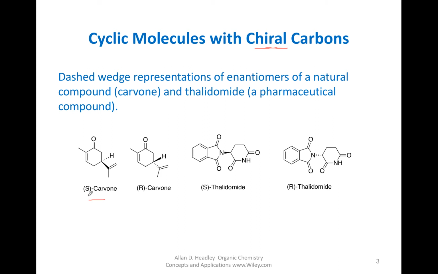Carvone, well, here's one. We'll learn how to name that in a second. And here's another one. So these are enantiomers of each other. Here the hydrogen is in the back, and here it's in the front. So therefore they are enantiomers of each other. Of course, as you know, carvone has, based on the type of enantiomer, one that smells like spearmint and the other one smells like mint.